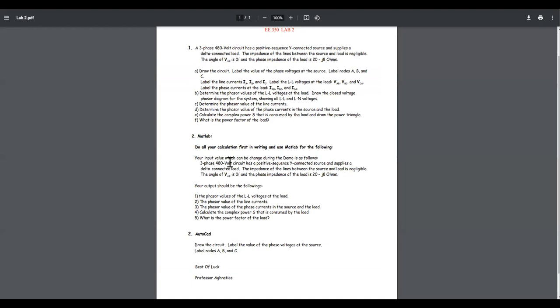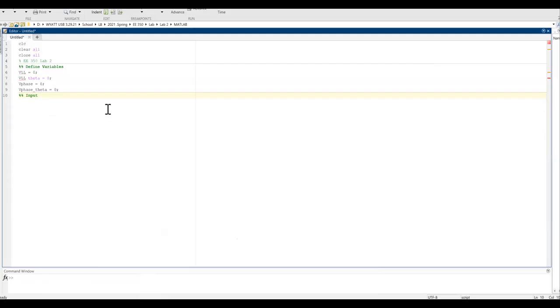Our three-phase 480 volt circuit has a positive sequence Y-connected source, applies a delta-connected load, and has the impedance values of the line. So this right here, we're going to be inputting another 480 volt circuit in our sequence. So here we're going to define that. Our Z1, this is going to be the impedance. It's going to be equal to 20 plus 8j.